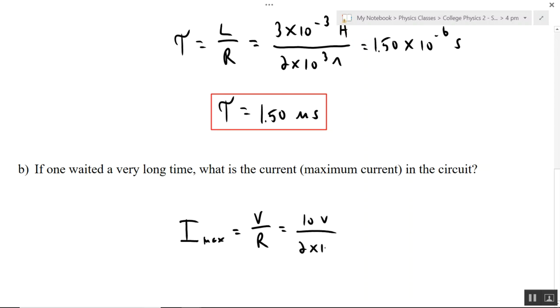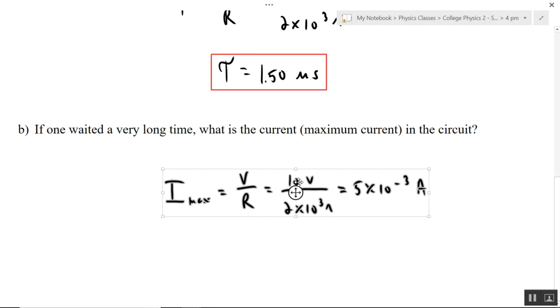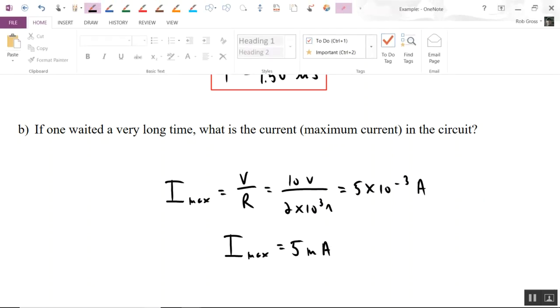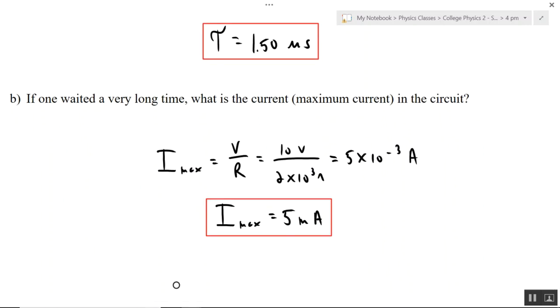Once again, if the voltage and the resistance have different prefixes, you have to write them in general form. So this is 5 × 10⁻³ amps. But you can also rewrite this, because what is 10⁻³? Milli, right? So this is 5 milliamps. So that's if you wait a really long time. It eventually gets up to 5 milliamps, right? But what if you don't wait a long time? So that's the next question.